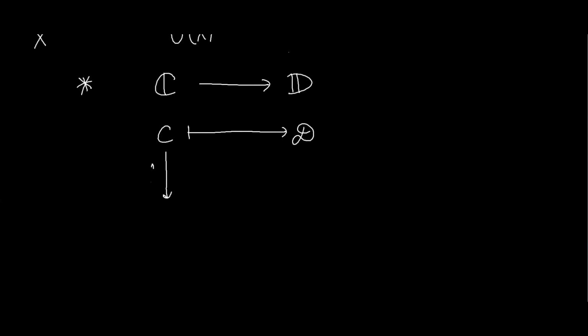And we map every morphism. Yeah. To the identity morphism? Yeah. Ah, okay.